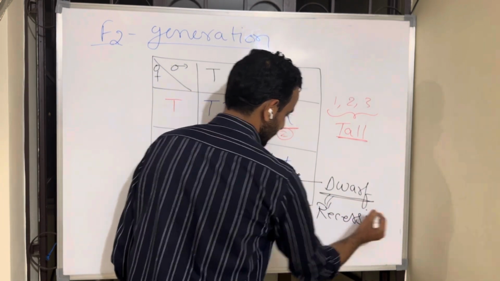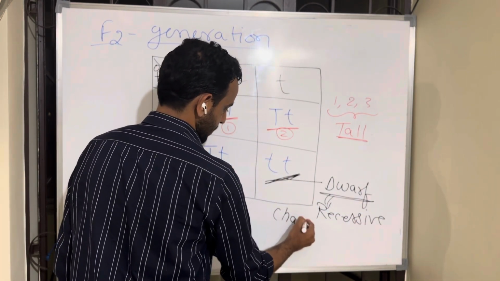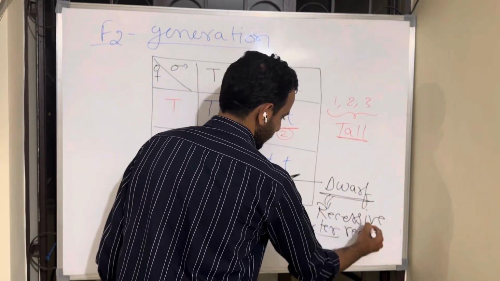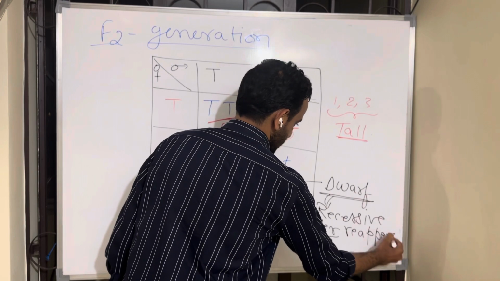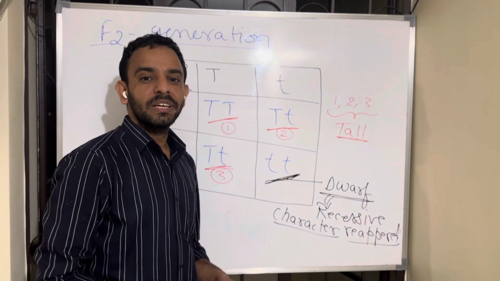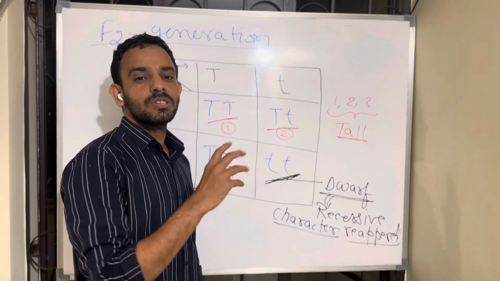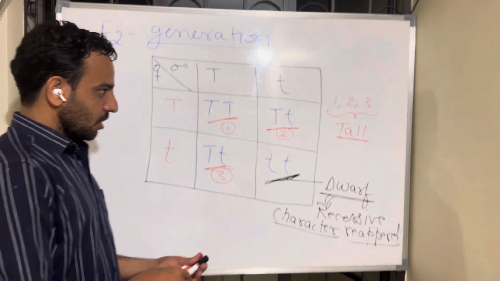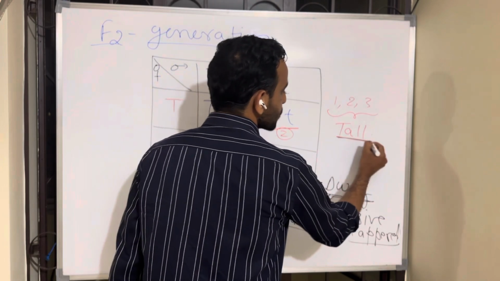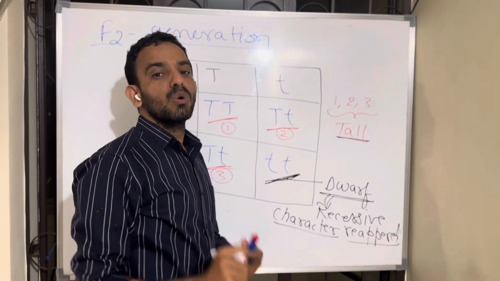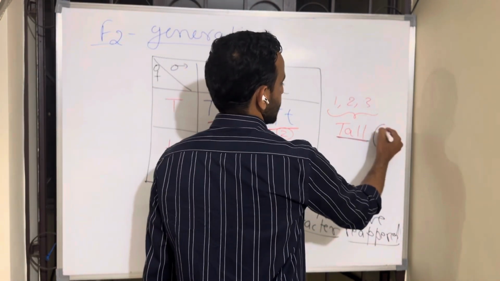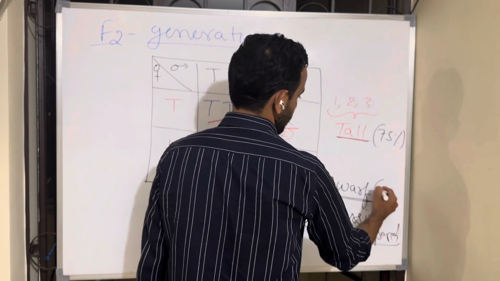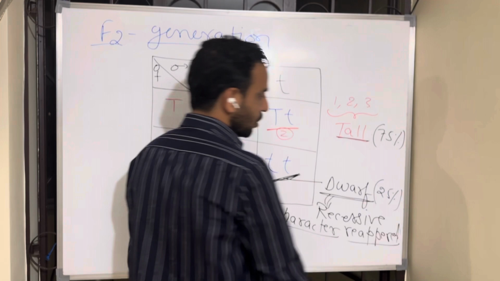Recessive character reappeared here. And he was so happy. It was not lost. It was just hidden in F1 plants. So it reappeared. Now, what we are observing is that three plants are tall and one is dwarf. That means 75% of plants are tall and 25% are dwarf.